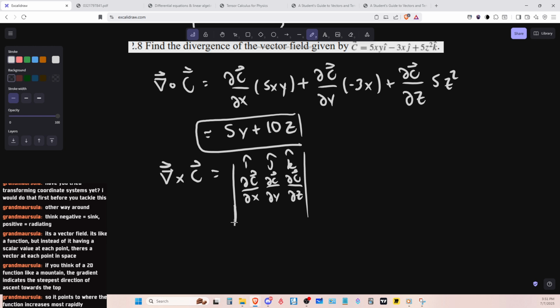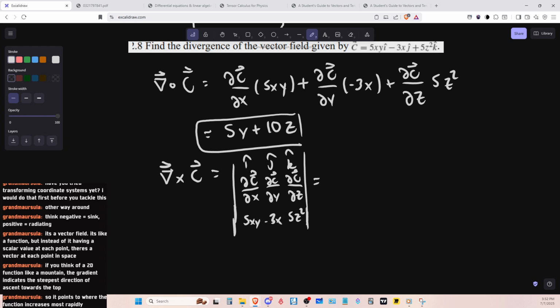Yeah, maybe tomorrow I'll actually do some physics. And hopefully we can implement the math that we learned here into some physics problems tomorrow. So we got xy negative x.